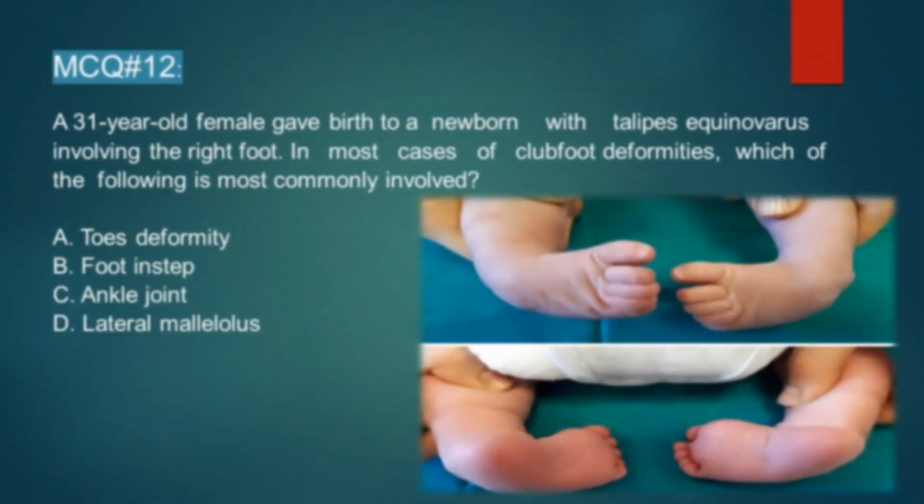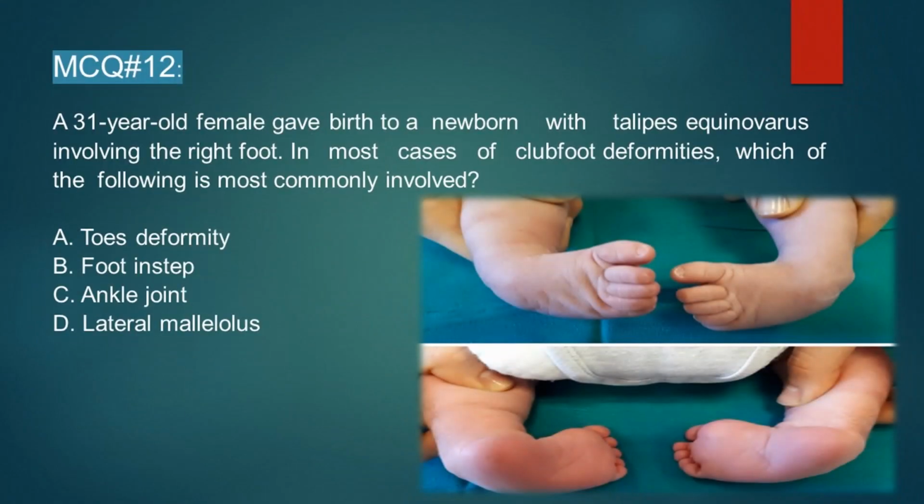A 31-year-old female gave birth to a newborn with talipes equinovarus involving the right foot. In most cases of club foot deformity, which of the following is the most commonly involved? Option A, toes deformity. Option B, foot instep. Option C, ankle joint. And option D, lateral malleolus. And the correct answer is ankle joint.